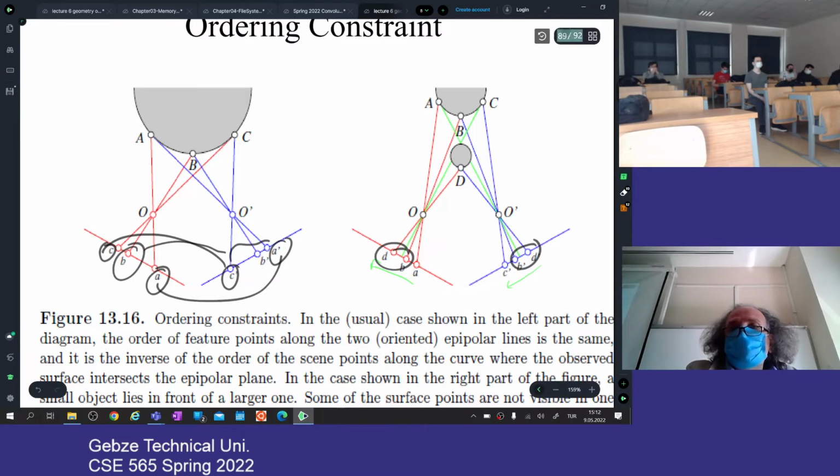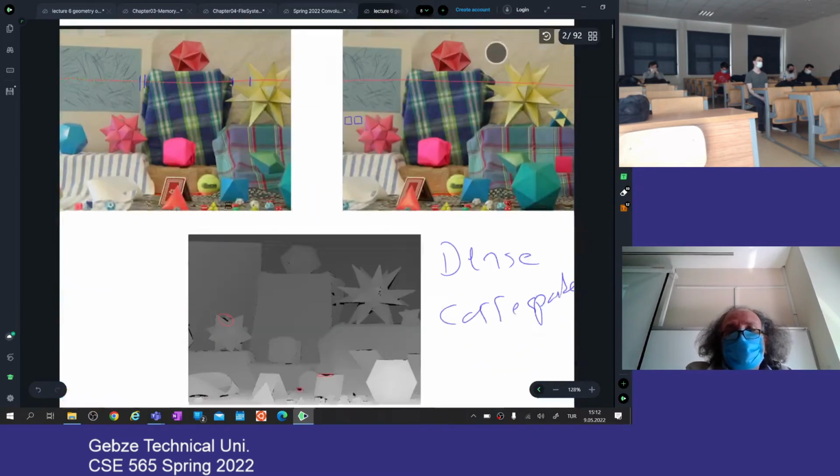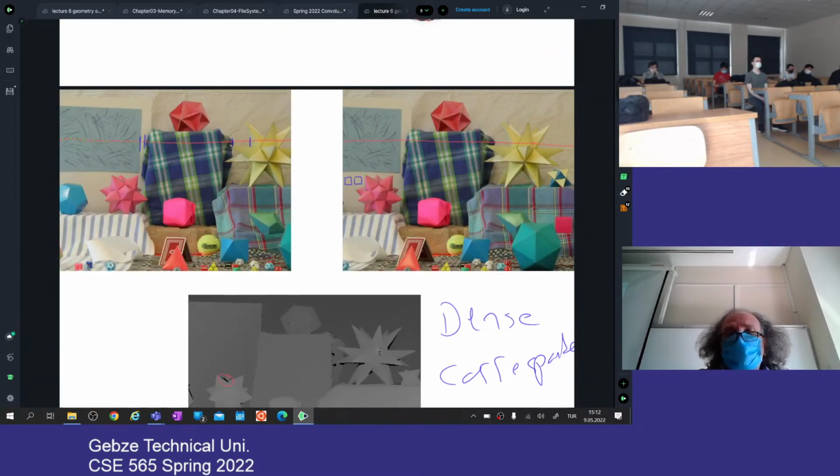Let's go to the first example. Question for you first. Does the ordering constraint hold for the scene? The answer is no. The same question again. Does the ordering constraint hold for the scene? You are going to say no. Okay, why? It is easy to say no, and you know that, right? I'm going to ask why.